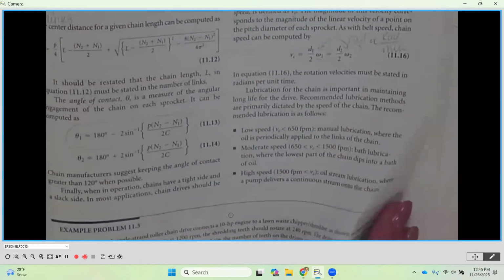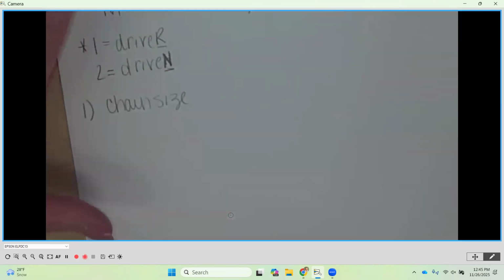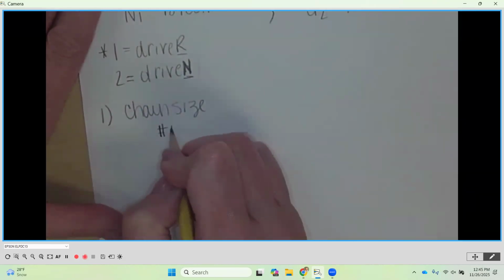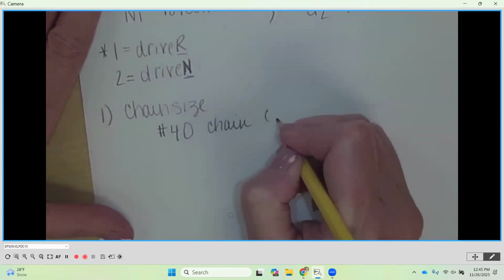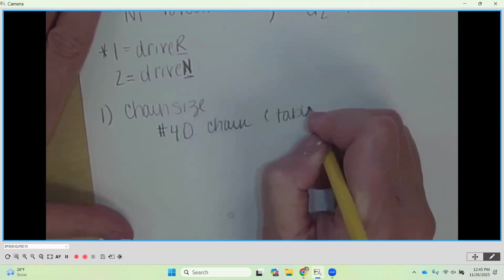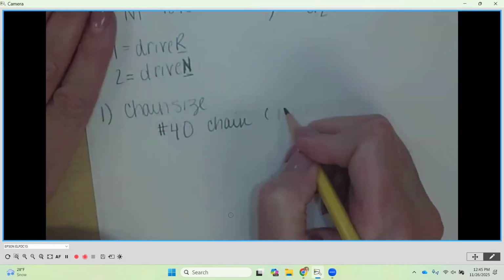So in this example, you're going to notice that they chose the number 40 pitch chain. So it's going to be number 40 chain. And that's from, was it table? No, it was figure 11-10.